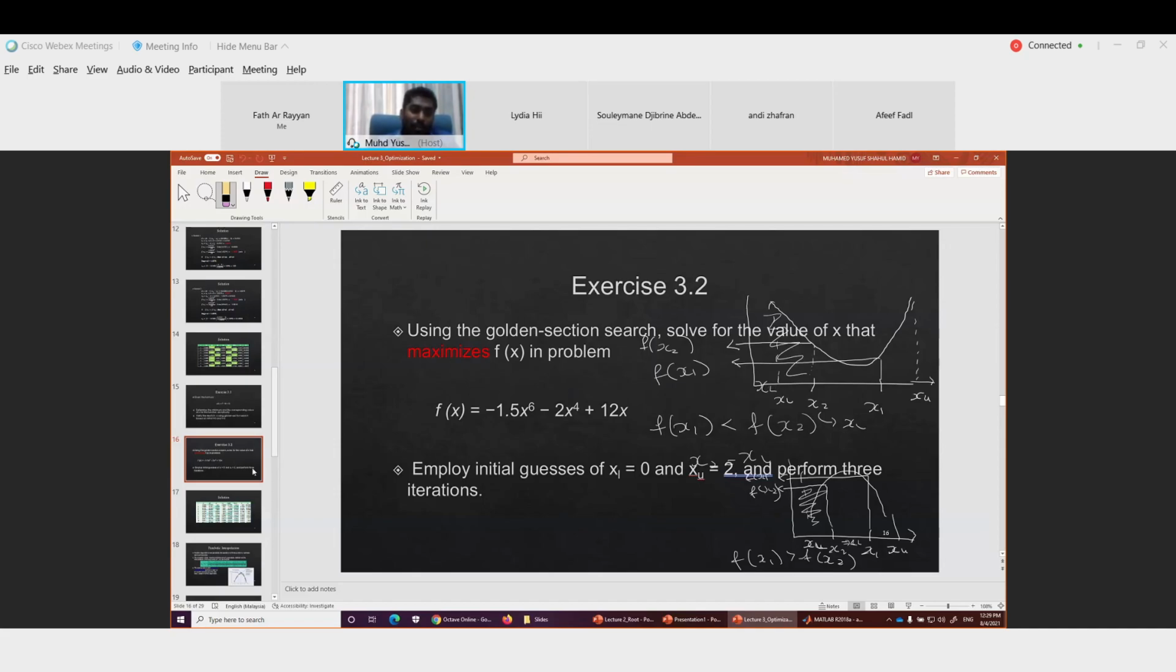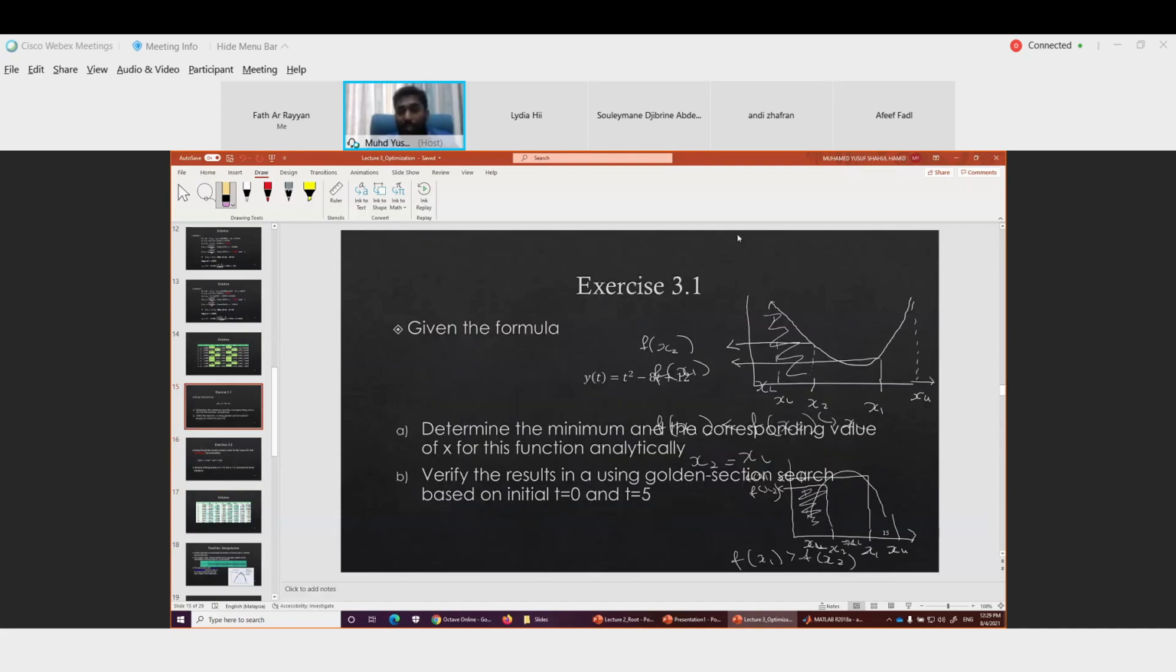Okay, that one I'll try to give by tonight. And for this tutorial is going to be exercise 3.2 and also exercise 3.1. Okay. I'll try to just clean up this one first and then put it into the e-learning. So you guys can just check it there.